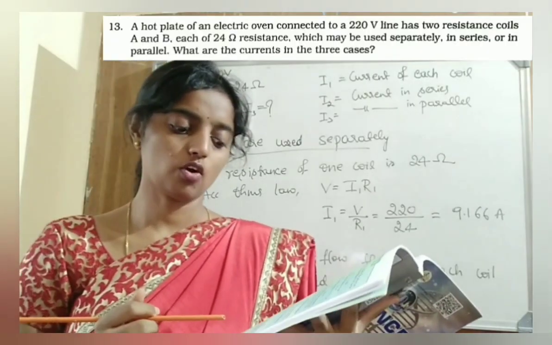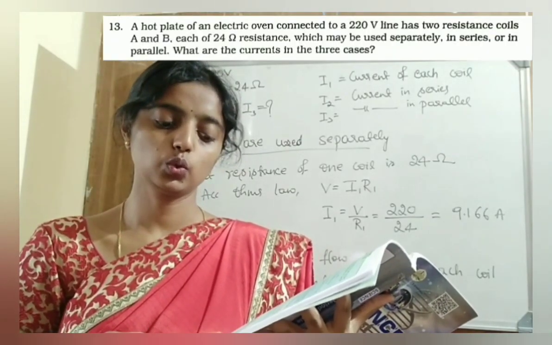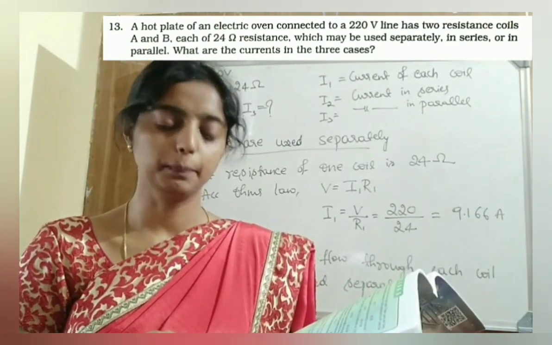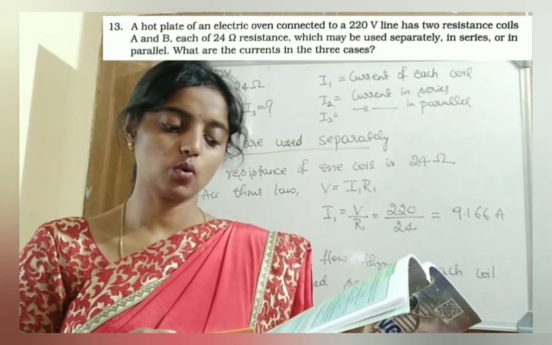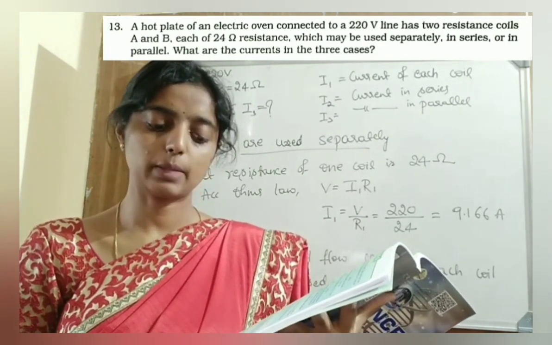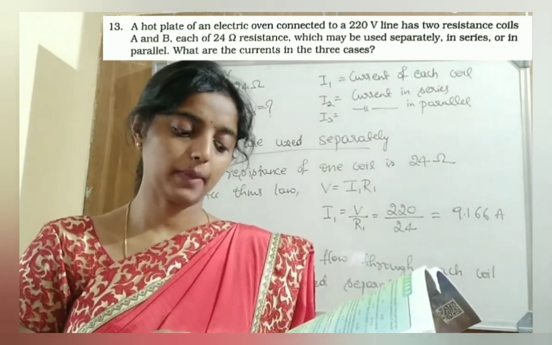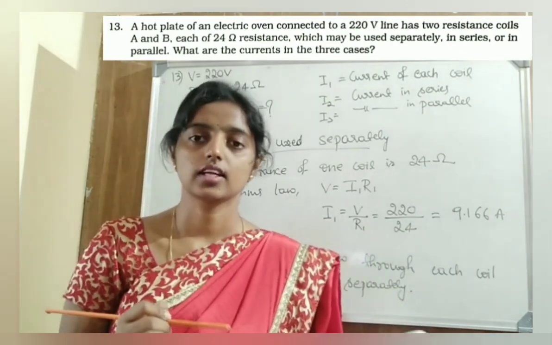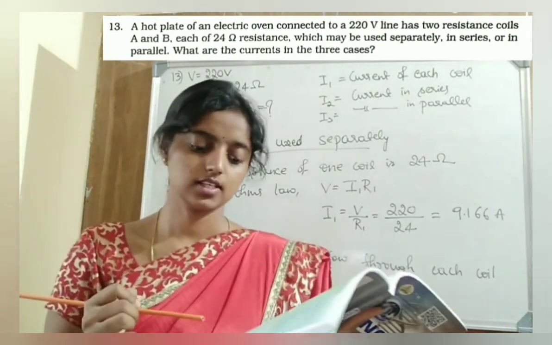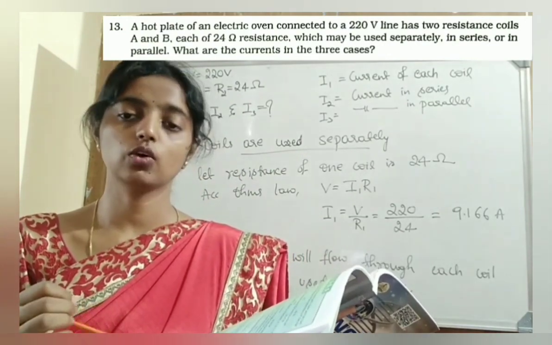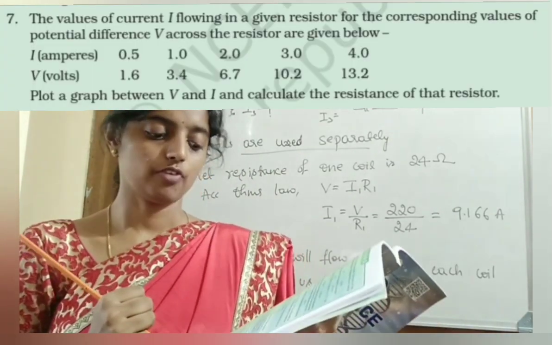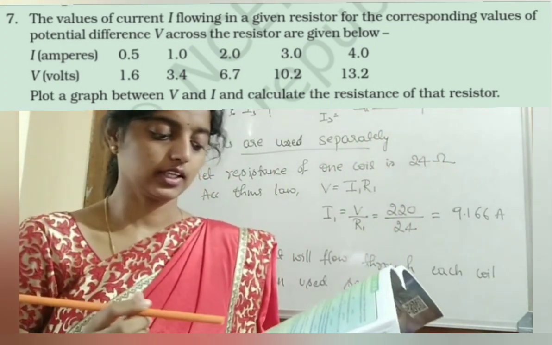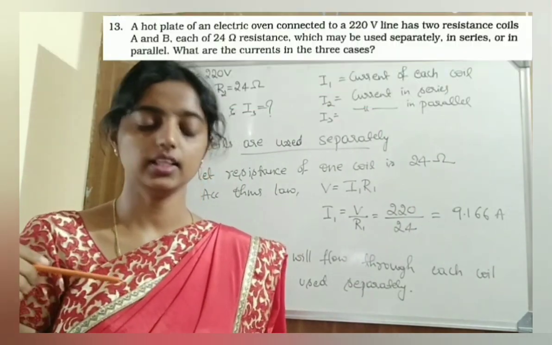A hot plate of an electric oven connected to a 220 volt line has two resistance coils A and B, each of 24 ohm resistance, which may be used separately, in series, or in parallel. What are the currents in the 3 cases? Understand the question, read it again. See here, they are asking us to find out the current in 3 different ways. First one is we need to find out the current of each coil. And the next ones, current in series and current in parallel.